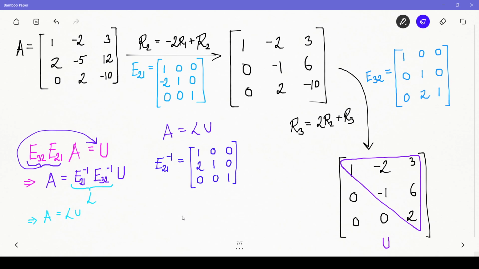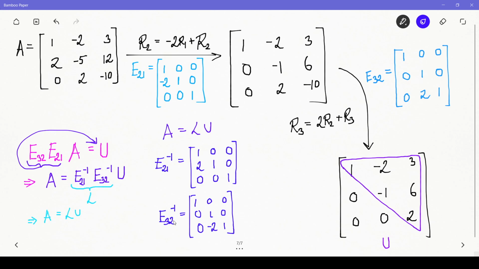Okay, and for E sub 3 2, we have 2 at this entry over here, right? So this will become -2 of course. Let's write the remaining entries first: 1 0 0, 0 1 0, and 0 -2 1. Okay, so this is the inverse version of our E sub 3 2 matrix.